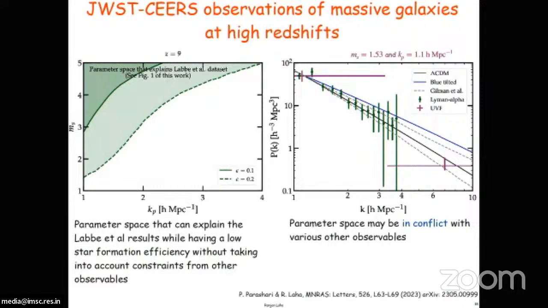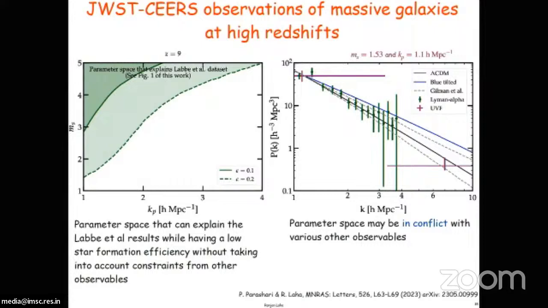This is P of K versus K. This line is lambda CDM. This band is coming from Gilman et al., from lensing. These are from Lyman alpha, and there's HST. The blue line that you see is barely the line which can explain Labbe et al., and this is clearly in tension. So we showed that blue tilt is probably not the best idea to go forward.